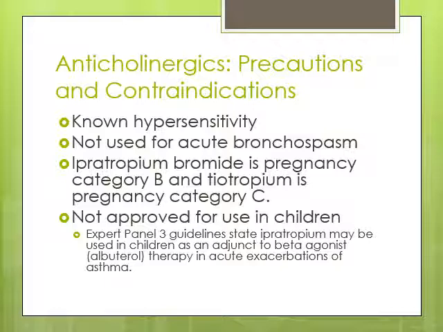They're really not approved for use in children, and the Expert Panel 3 guidelines state ipratropium may be used in children as an adjunct to beta agonist or albuterol therapy in acute exacerbations of asthma. Now, the anticholinergic drugs may increase intraocular pressure in patients with closed angle glaucoma, so this is also a consideration.